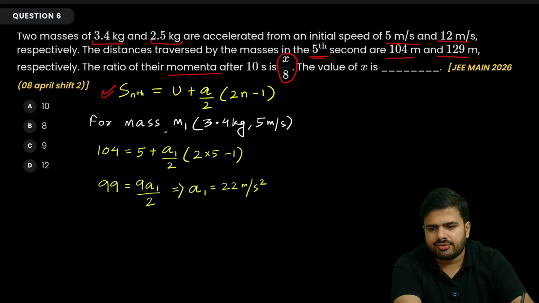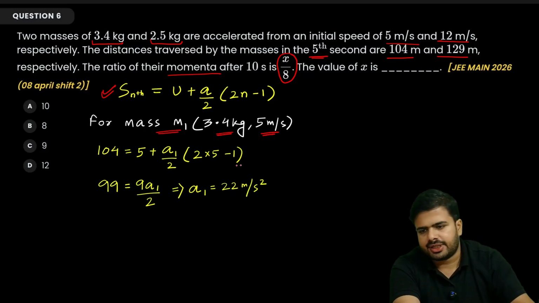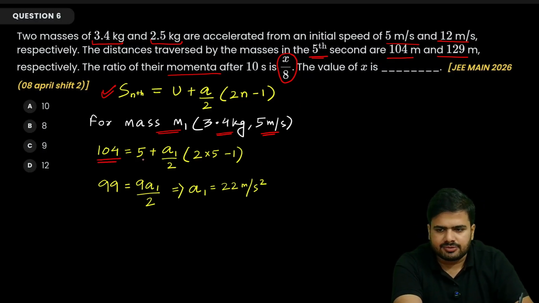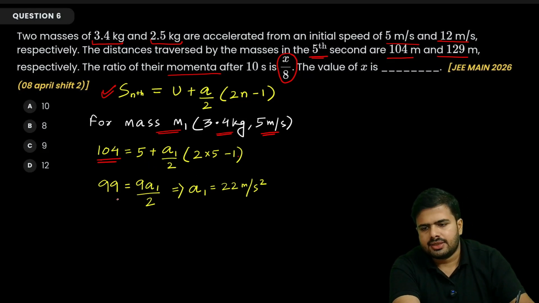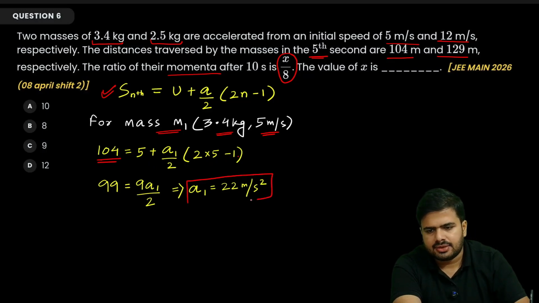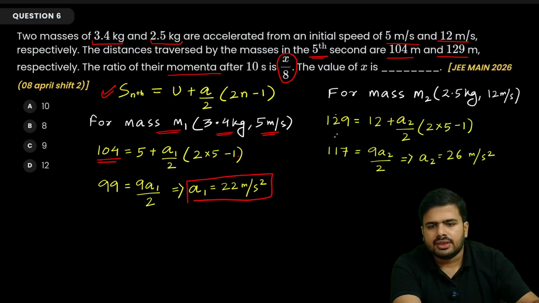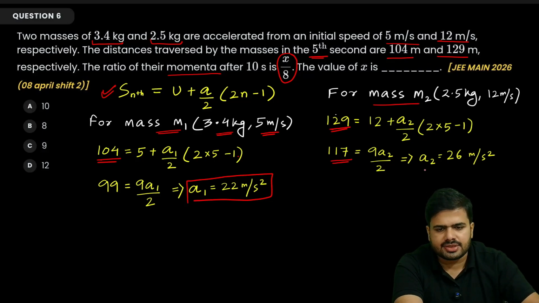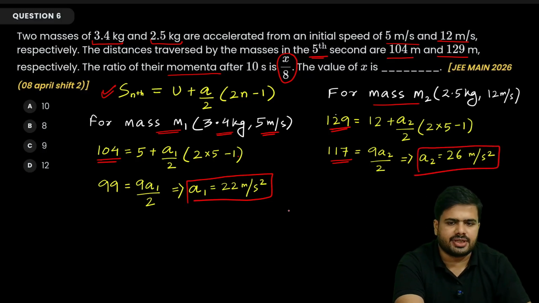So for the first mass, m1 has a mass of 3.4 kg and an initial speed of 5 meter per second. I'll apply the S nth formula. They have traveled a distance of 104 meter. So I have applied 104 meter equals 5 plus a1 by 2 into 2 into 5 minus 1. So I'm getting the acceleration as 22 meter per second square. Similarly for mass 2, we can substitute the value of 129 and the time value of 5 seconds, so 2 into 5 minus 1 respectively. Solving this, I'm getting the acceleration as 26 meter per second square.